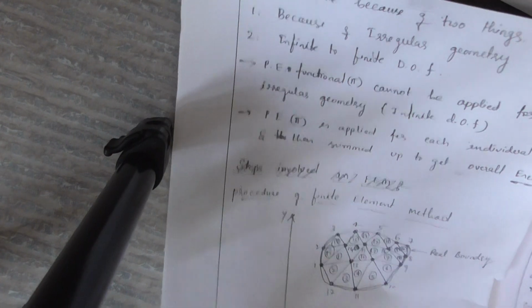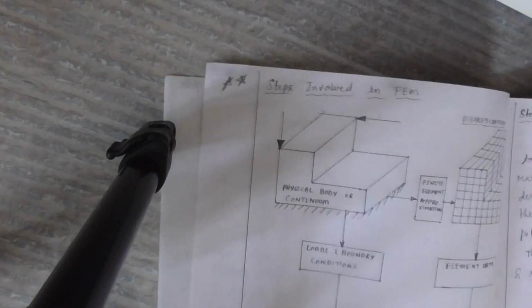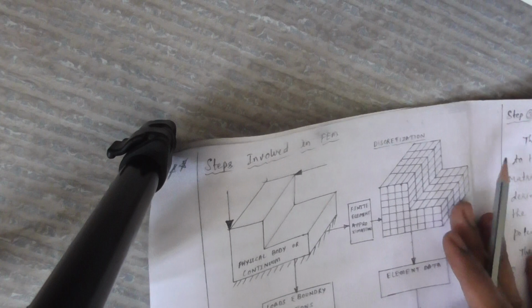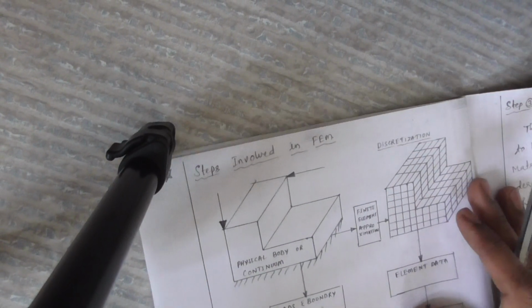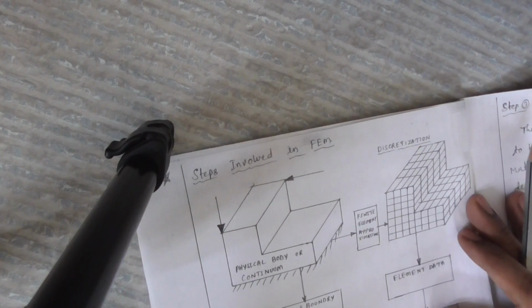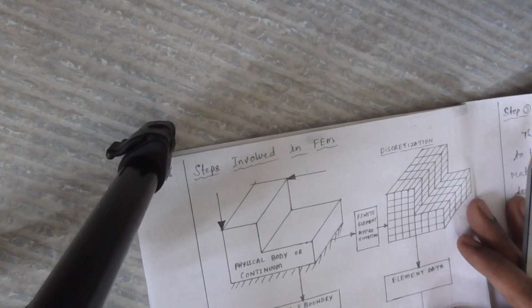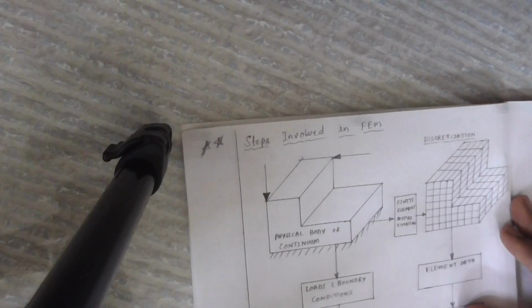Okay, so next we will go to the steps in finite element method. This is one diagram prepared for this. What are the steps in finite element method? Many times I told in the class what the different steps in finite element method are.